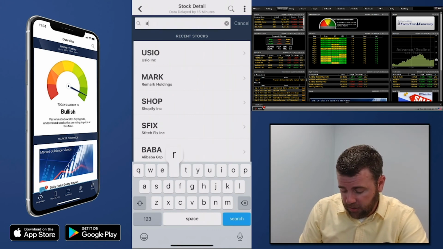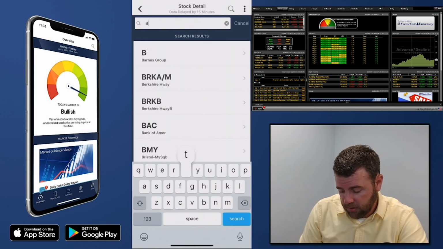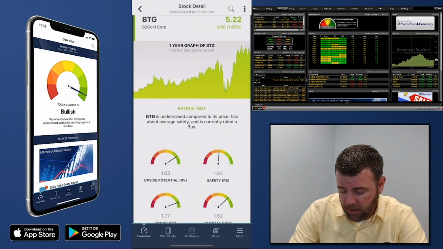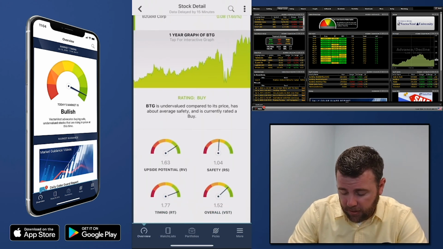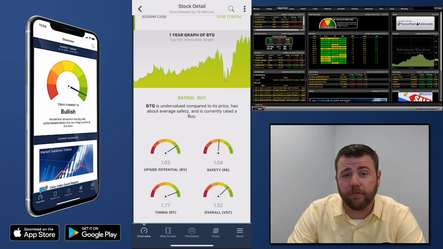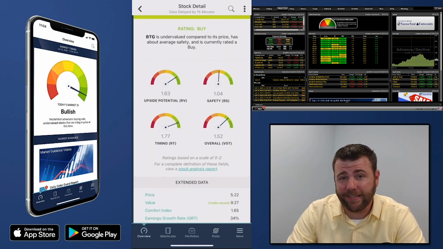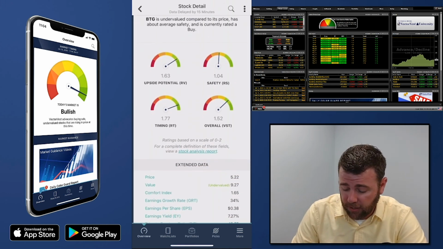BTG, let's take a look. BTG, there we go. Great long-term potential, a little bit better than average risk associated with this stock. You're in a nice steady uptrend, so therefore the stock's favorable.